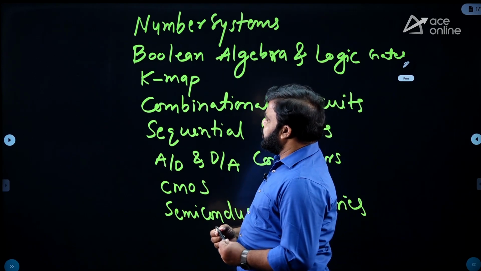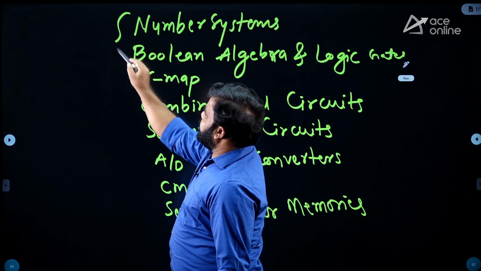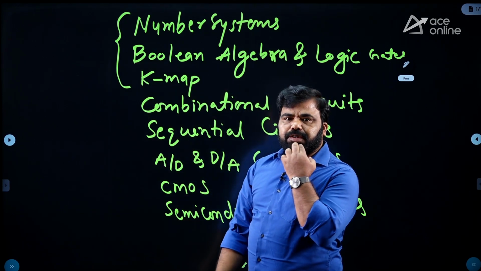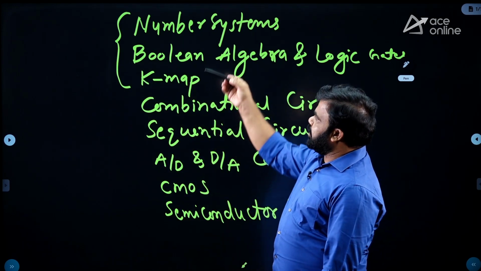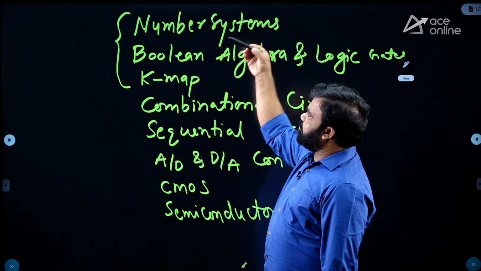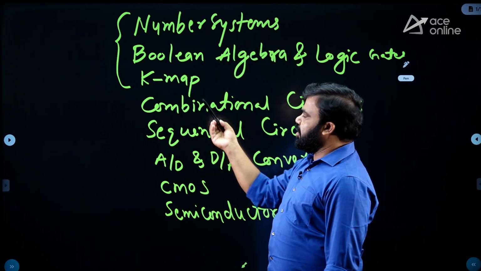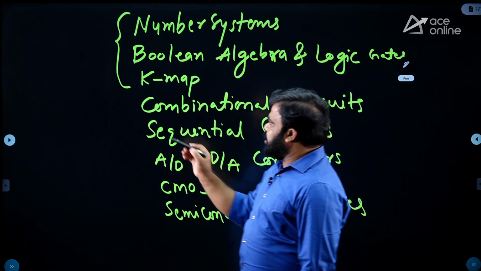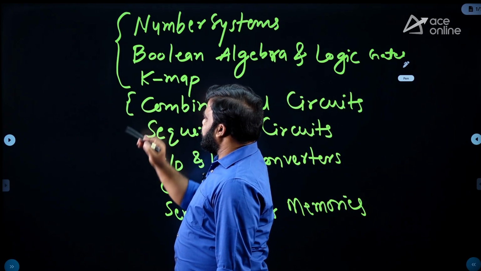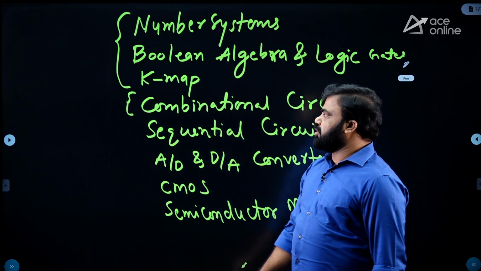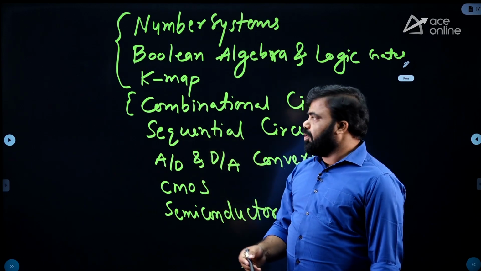From this area, we have been getting 2 to 4 marks. In that, mostly we may be getting questions from either number systems or logic gate implementations or K-map. And in this area, we have been getting a minimum of 2 marks or sometimes 4 marks also.